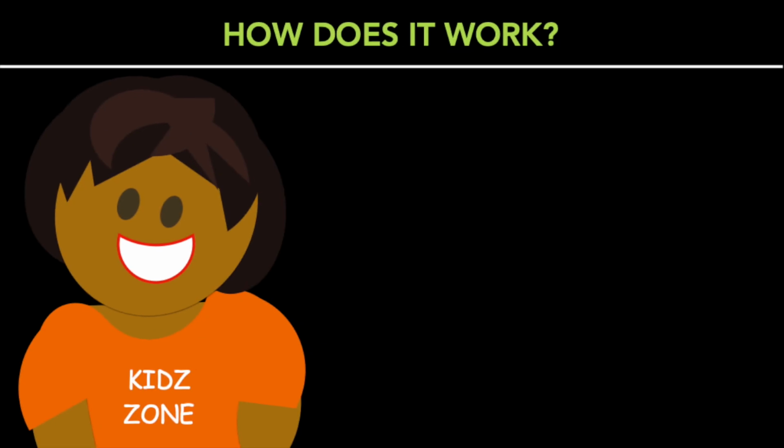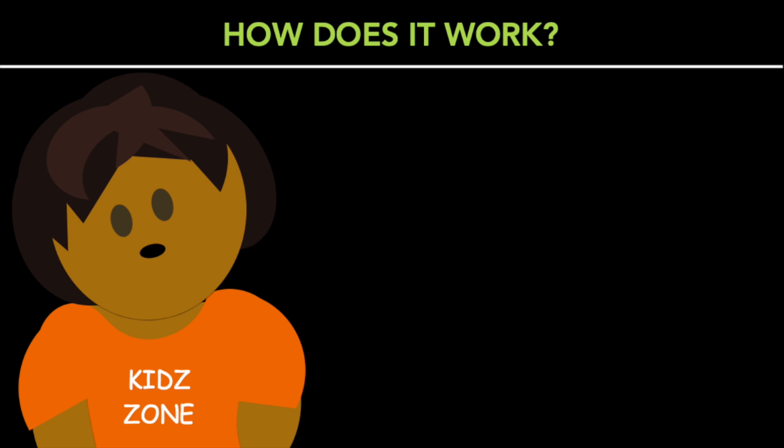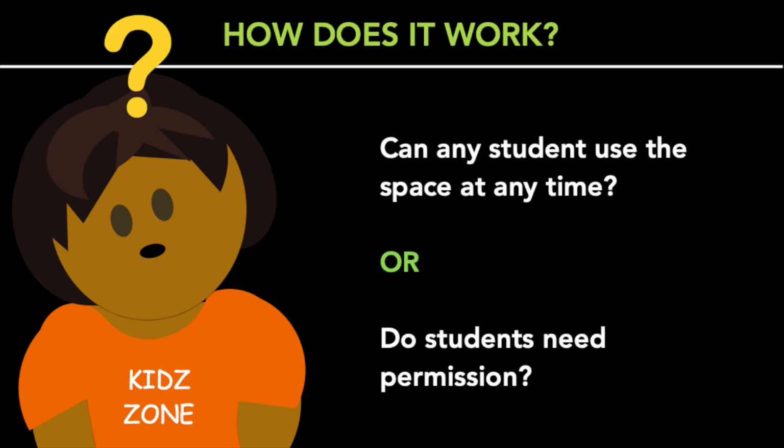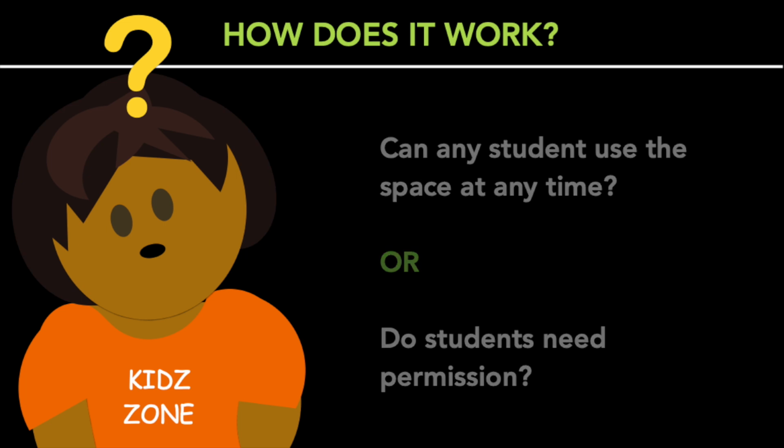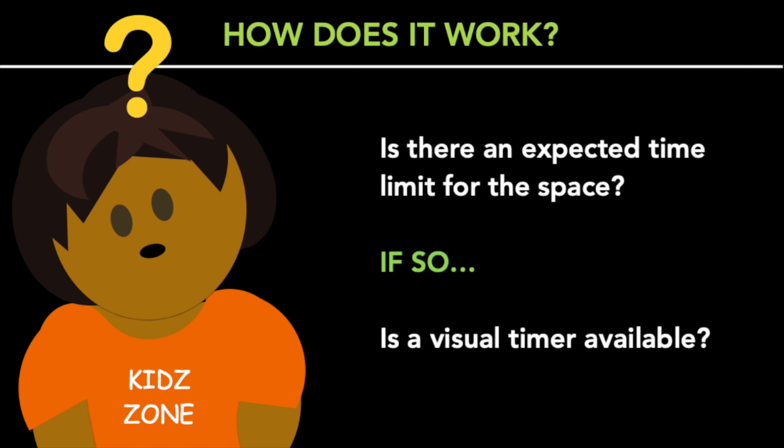The last thing to consider when creating your corner is how do you want it to function, and how do you plan to communicate that to your volunteers and your students. Thinking this through ahead of time will help the space be successful. Some things you may want to ask yourself include: can any student use the space at any time, or do students need permission? Is there an expected time limit for the space, and if so, is there a visual timer on hand?